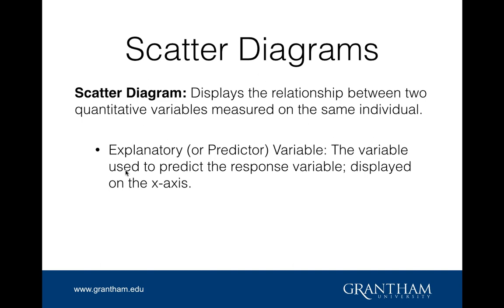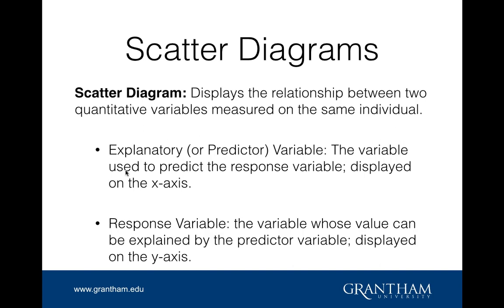Now, on the graph, what we have to focus on are the explanatory or predictor variable, which is a variable that's used to predict the response variable. It's normally displayed on the horizontal or x-axis. In addition, we have to identify the response variable, which is the variable whose value can be explained by the predictor variable, and this is displayed on the y-axis.